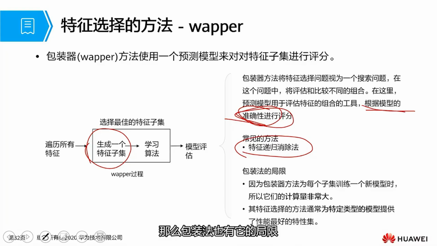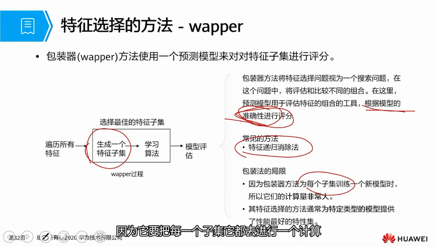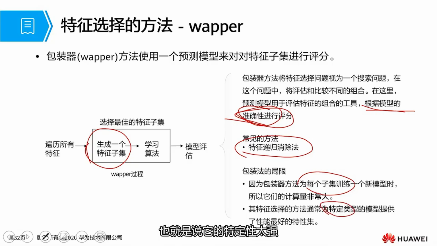The wrapper method also has its limitations. It is a very computationally intensive method because it needs to perform a calculation on each subset, so its computational workload is very high. Another limitation is that its feature selection is usually specific to a certain type of model, providing the best performance characteristics for it. In other words, its specificity is too strong. This will result in insufficient generalization ability of the entire model.